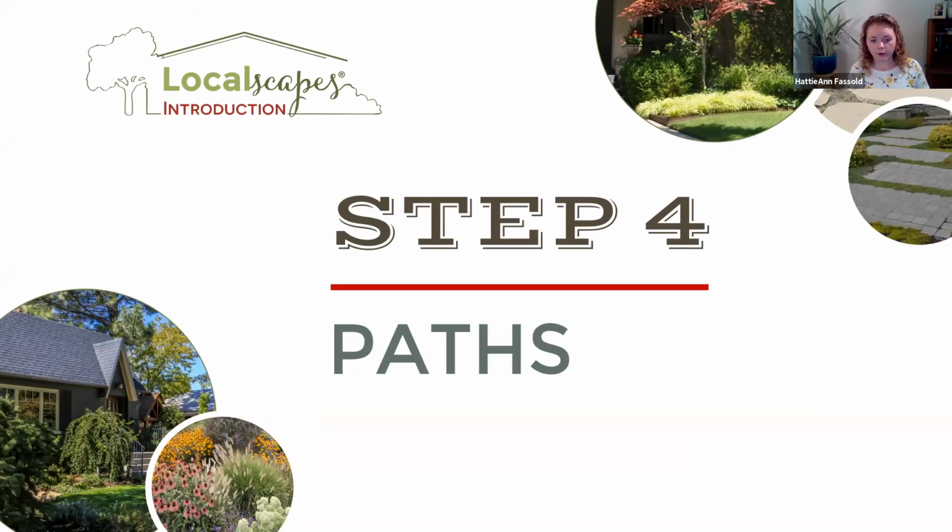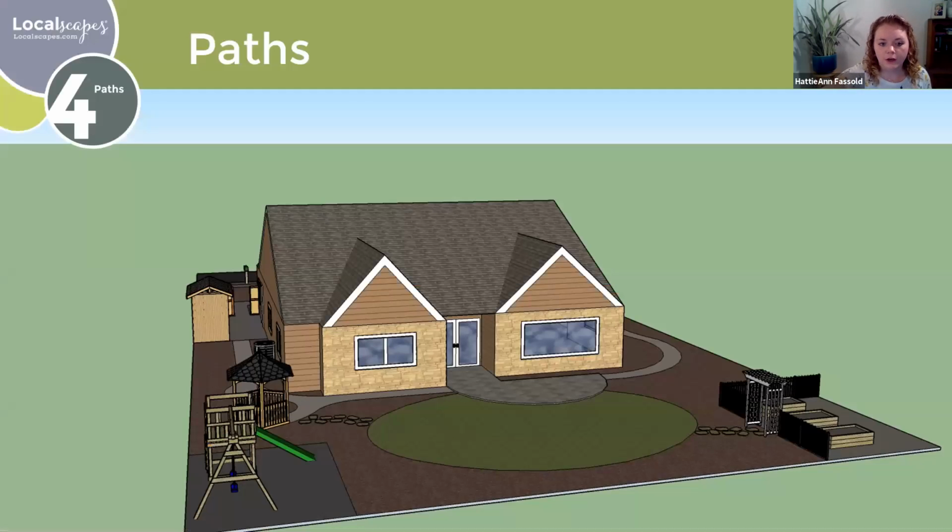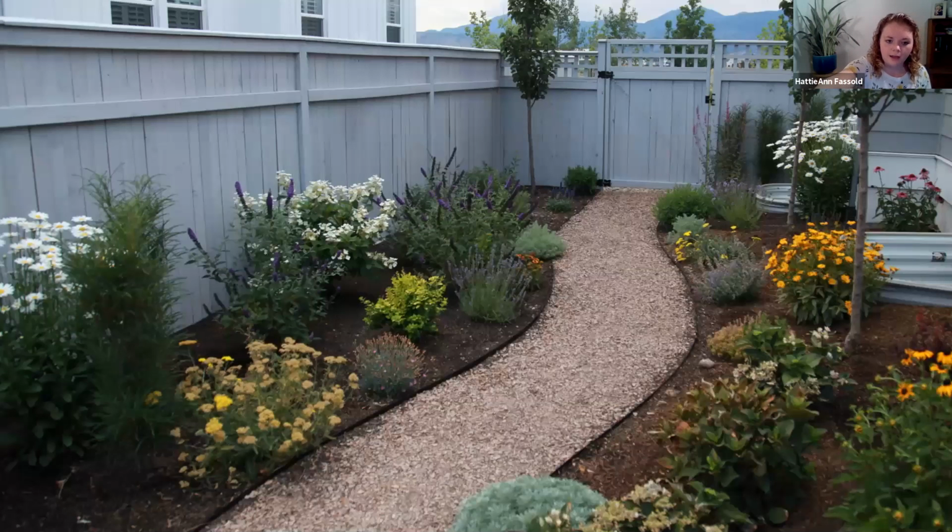Alrighty, so step 4 is our pathways. So here's our example again with the backyard. We have our central open shape, we have our gathering areas, and now we have pathways that are connecting all those areas together. And the pathways are not lawn. They are their own material, and they're connecting the backyard to the front yard and connecting all those different areas. And they can look super nice.